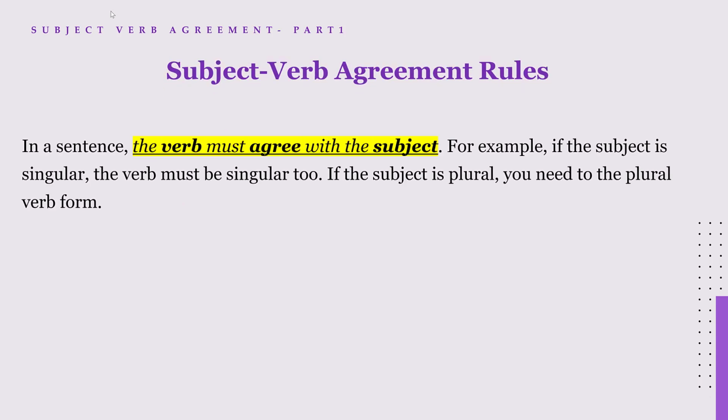In a sentence, the verb must agree with the subject. They must match. For example, if the subject is plural, the verb must be plural. If the subject is singular, the verb must be singular.